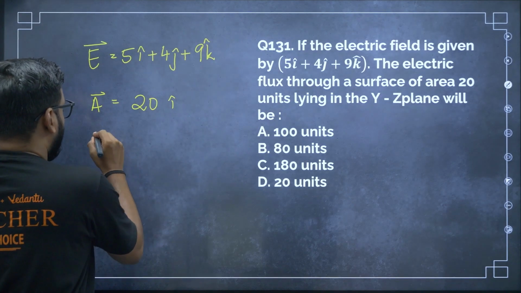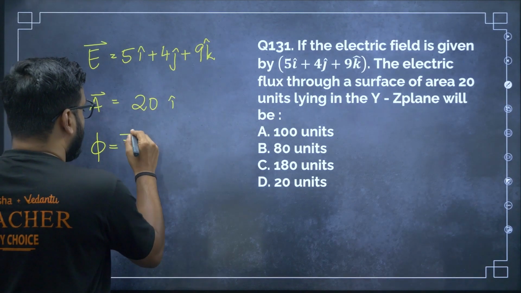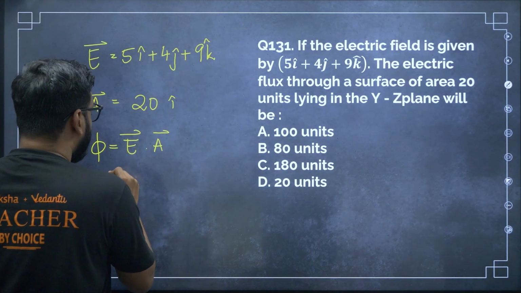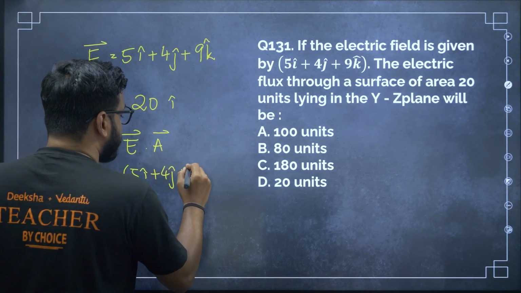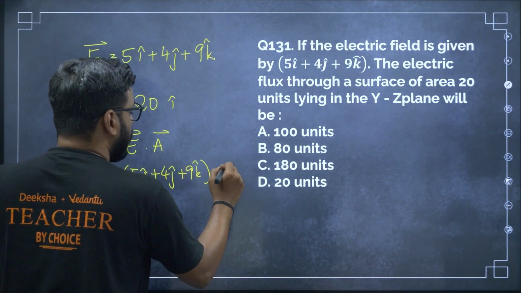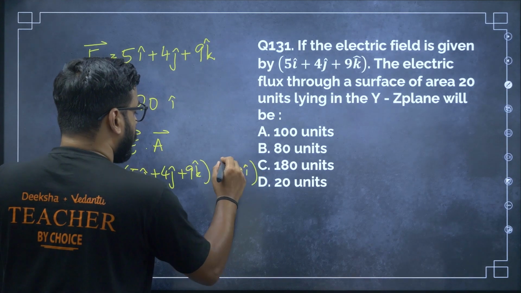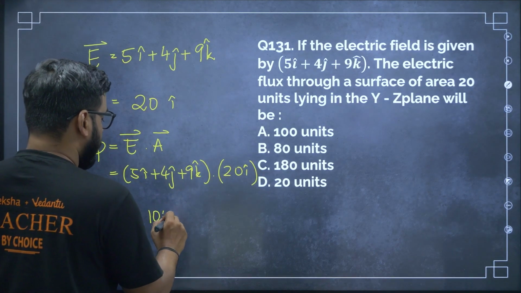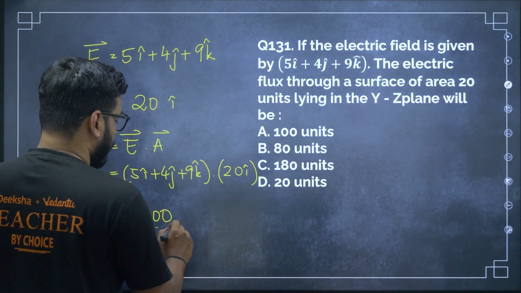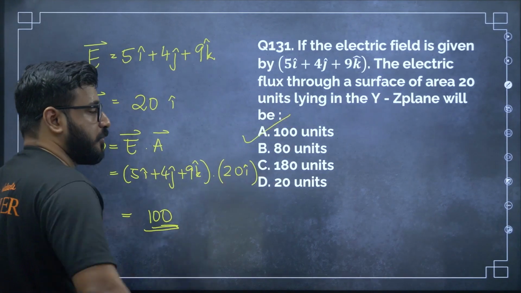So now how do you get the flux? It is simply E dot A. So we find the dot product of 5i plus 4j plus 9k dot 20i. You know in the dot product only the similar unit terms get matched. So we have 100 units of flux, option A.